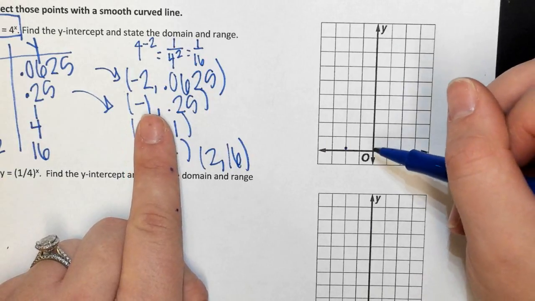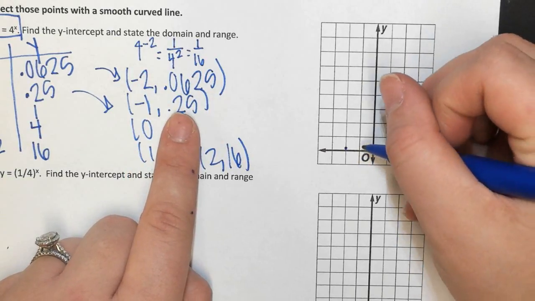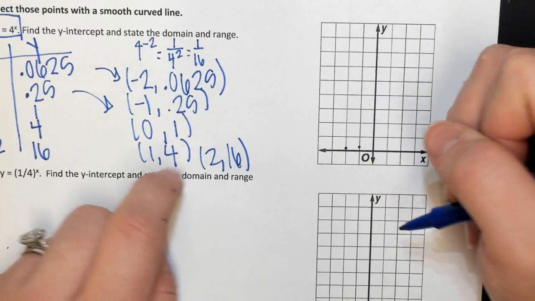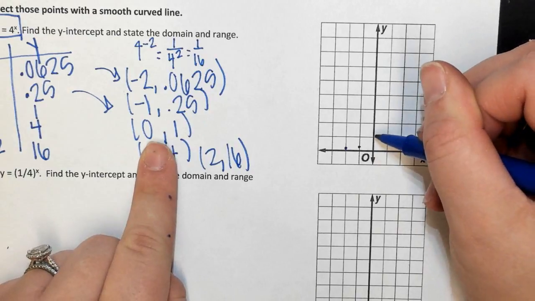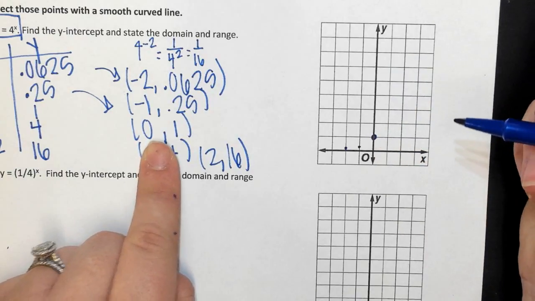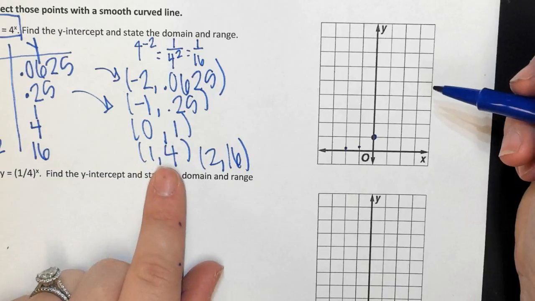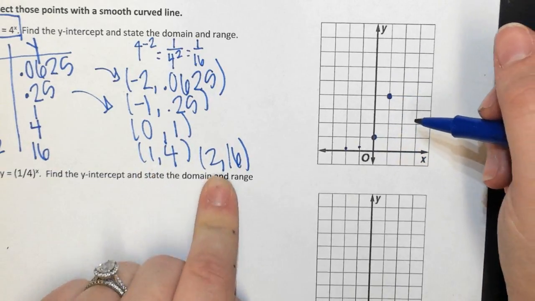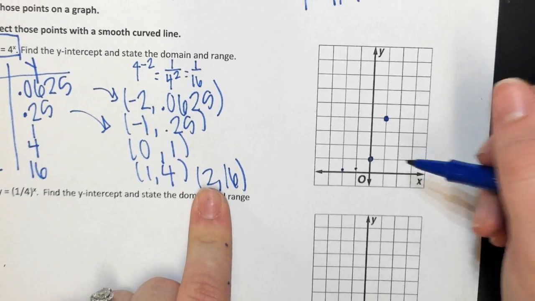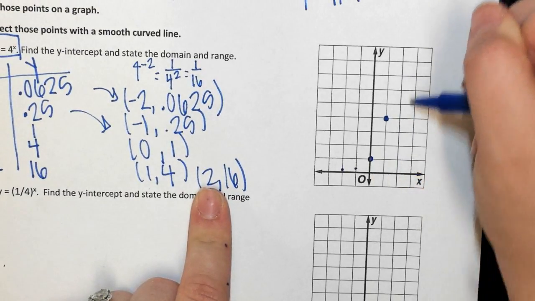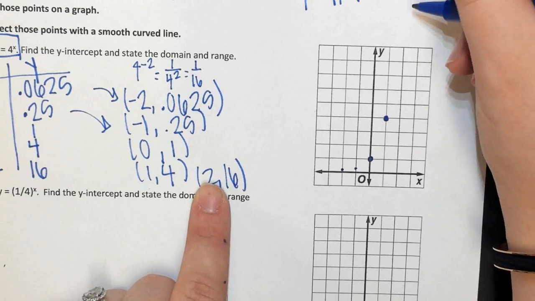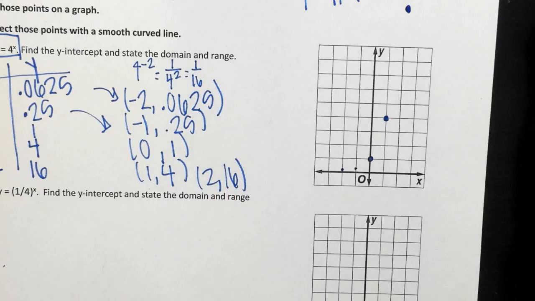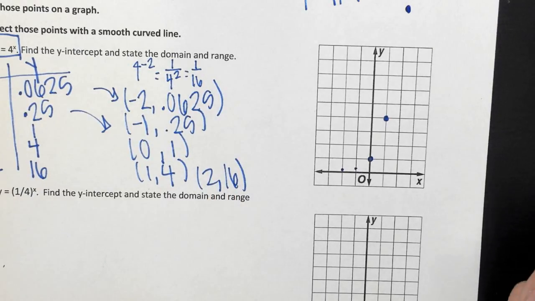All right, next, negative 1, up a quarter. So not half, but halfway between 0 and half. All right, next, 0, up 1. Over 1, up 4. And then last is over 2 and up 16. I don't even have enough graph for that, do I? So just put a dot. And then connect your points.